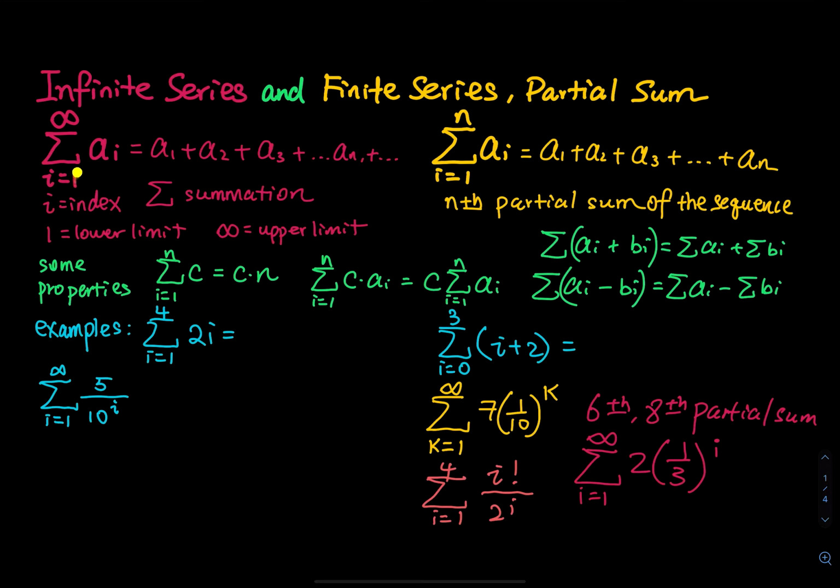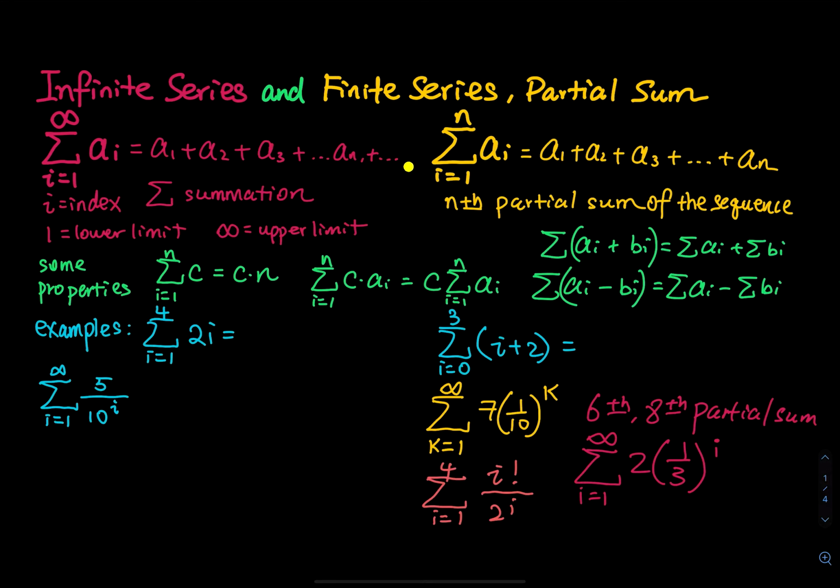So when i is equal to 1, you have a_1, i equals 2, 3, 4, 5, 6, to n, and then keep on going all the way to infinity. So i equals 1 is the lower limit, and the upper limit is infinity. So this is called an infinite series because this is the sum of infinitely many terms.